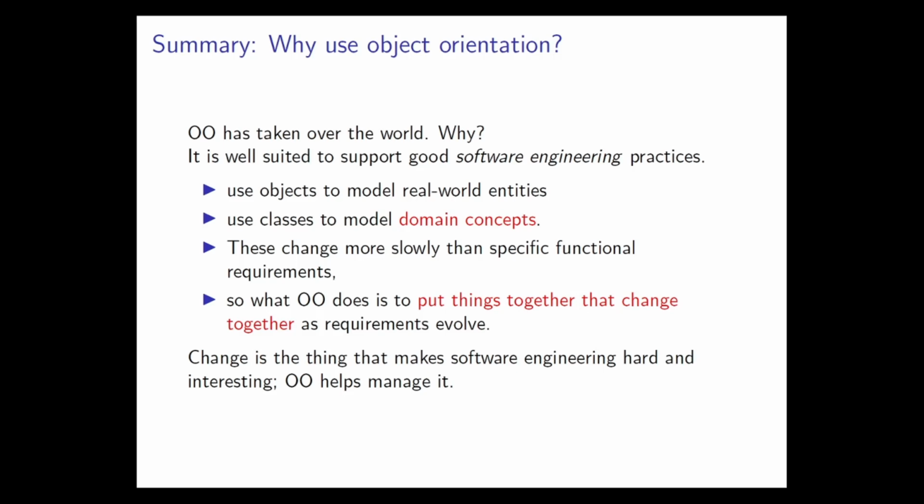And so the effect is that what object orientation is doing is putting things together that change together as requirements evolve, and therefore making it easier to manage change, which is the thing that makes software engineering both hard and interesting. And if you do software engineering courses later in the degree, we'll have a lot more to say about this.